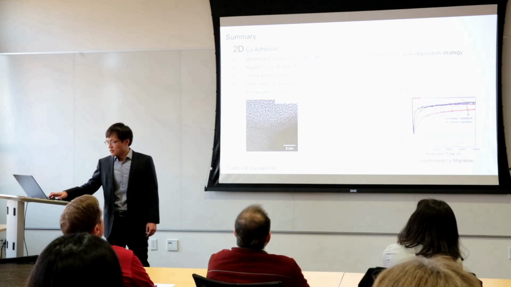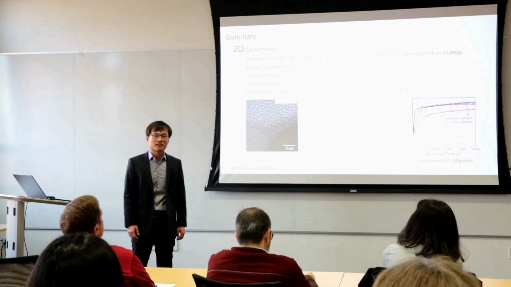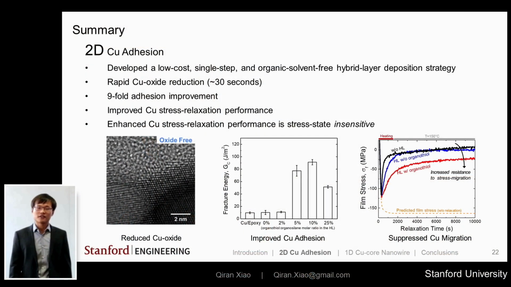To summarize, in the first part of this talk, I showed you one example from my research that leveraged organothiochemistry to reduce the copper oxide and to address the weak copper oxide interface problem faced by existing technology. To address that, we developed a hybrid layer deposition strategy. With that strategy, we demonstrate a successful reduction of copper oxide, improved bonding at the copper surface, and improved copper migration performance.